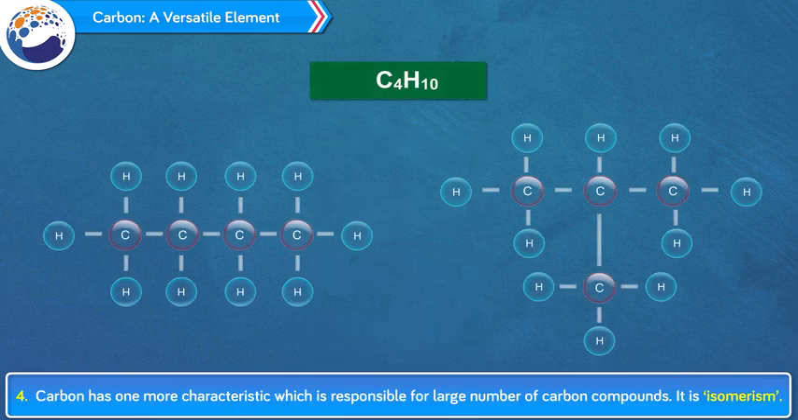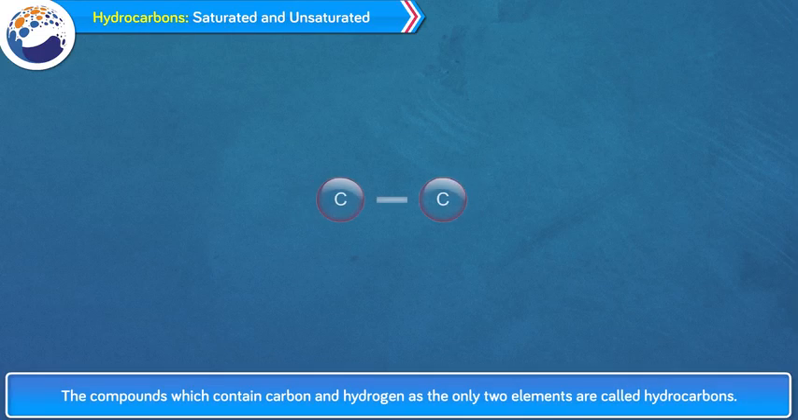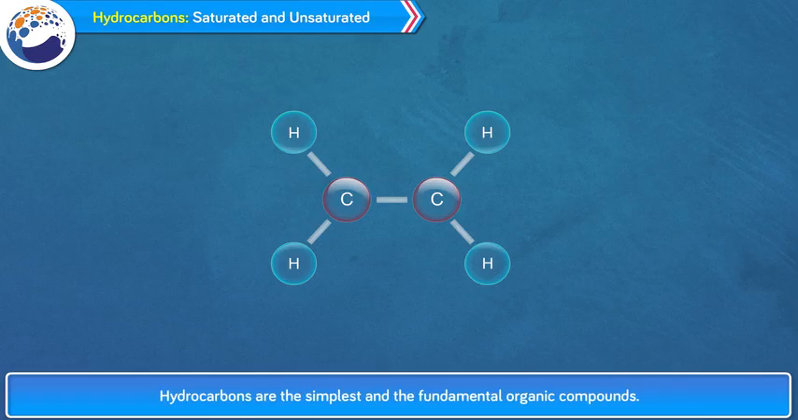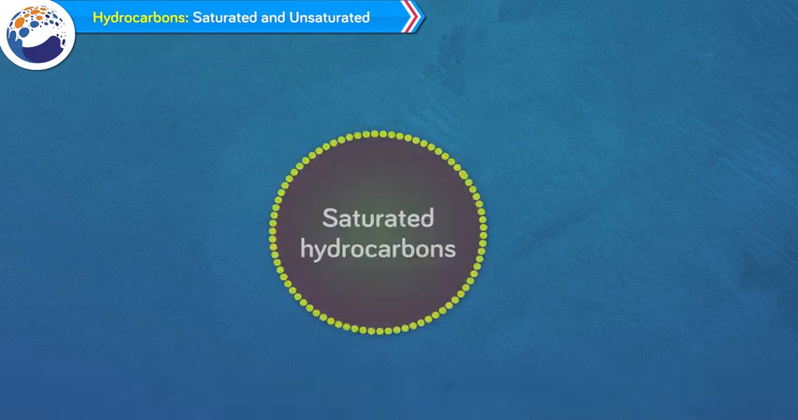4. Carbon has one more characteristic which is responsible for the large number of carbon compounds. It is isomerism. Hydrocarbons, saturated and unsaturated. The compounds which contain carbon and hydrogen as the only two elements are called hydrocarbons. Hydrocarbons are the simplest and the fundamental organic compounds.